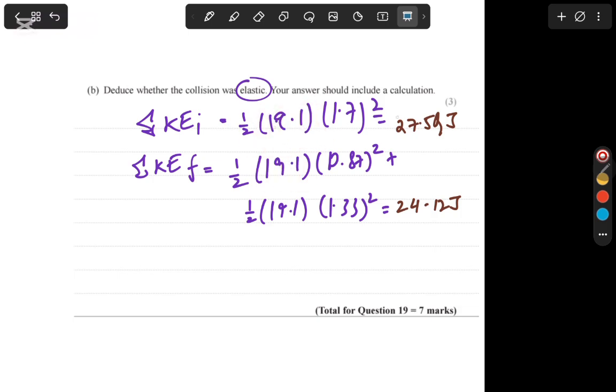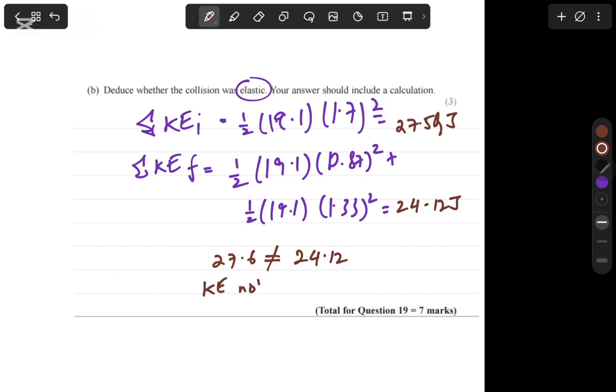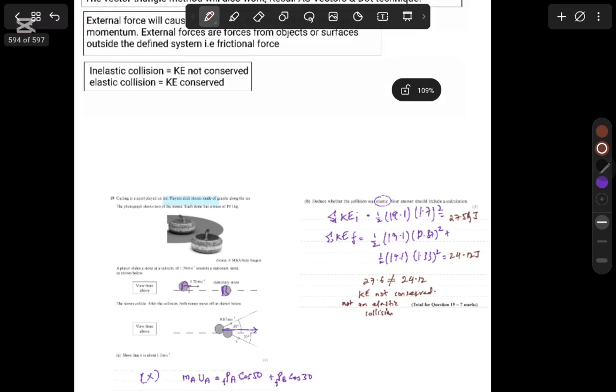So initial kinetic energy is going to be 27.59 joules. The final kinetic energy is going to be 24.12 joules. So 27.6 is not equal to 24.12. So some of the kinetic energy was lost. So KE not conserved. Hence, this is going to be not an elastic collision. Okay, so I hope that question was clear.